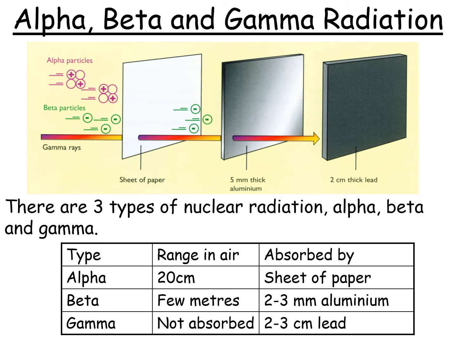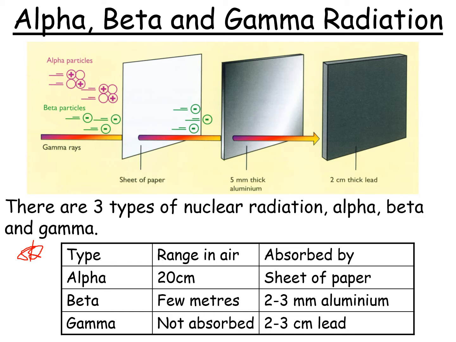Okay? So let's recap from last time. Last time you might remember seeing this diagram, and I said that when radiation passes through a material, it gets absorbed. So remember the three types of nuclear radiation are alpha, beta, and gamma. And this is the range of these radiations, and this is what they are absorbed by. So again, this is information that you need to know. So I'd like you to copy this down.